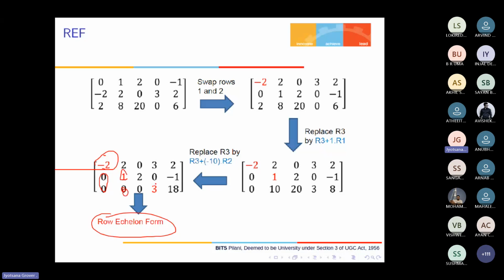Now consider this one. Here we don't have anything below. And this leading entry lies on the right. So all these properties are satisfied. So you say, okay, this is an REF form. And note that this is not an upper triangular matrix. An upper triangular matrix has to be a square matrix, right?